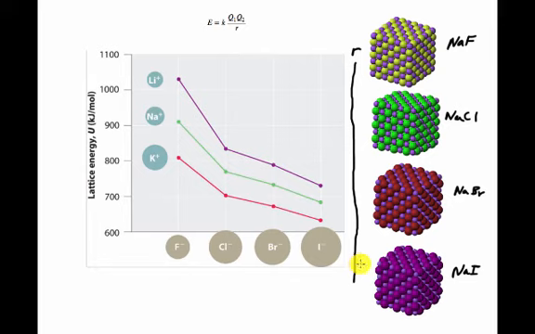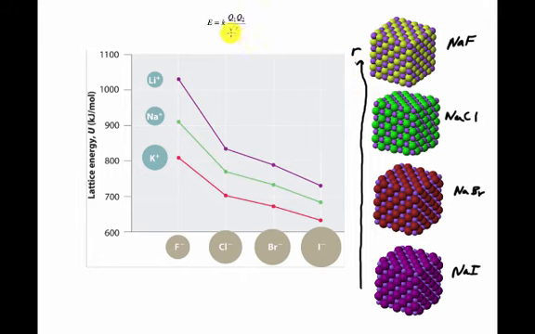Oh, I should say that, my fault. R is actually going up, and the lattice energy is going down. So as I go down the periodic table, my radius is going to get larger and larger, and therefore my lattice energy goes down and down and down. So as the ions get bigger, the lattice energy goes down. We can see that same data with lithium and potassium compounds as well.